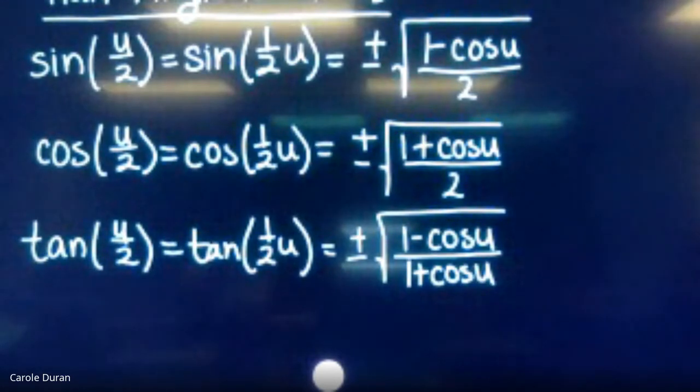And then we're going to do some examples. As I said, there are 2 examples for this set of identities.